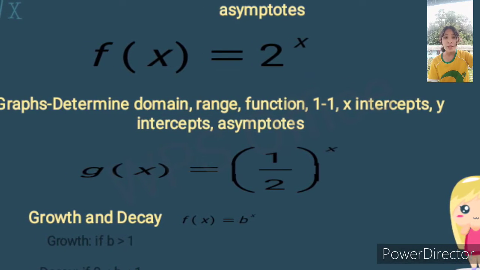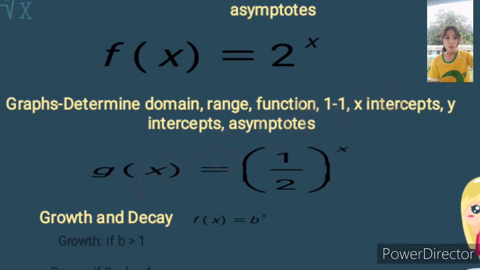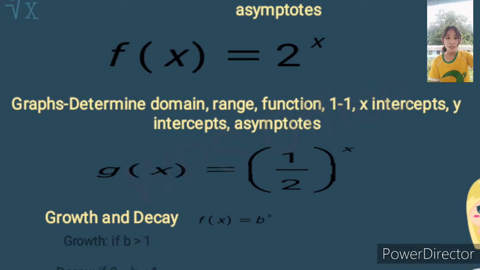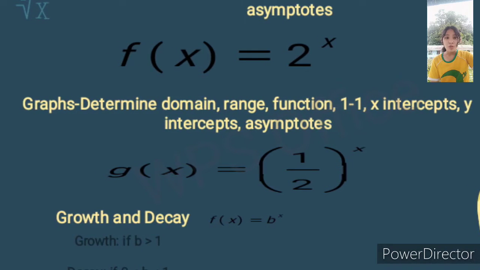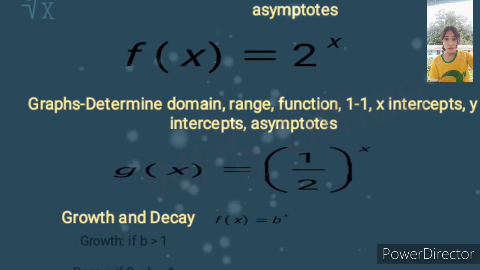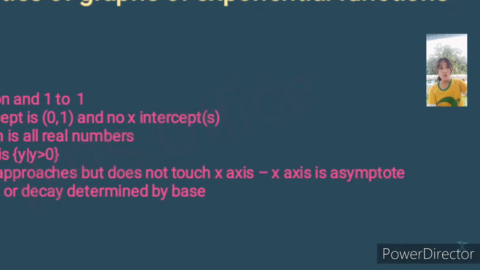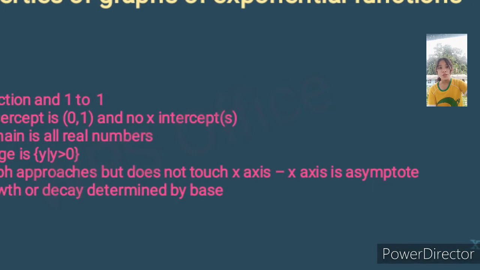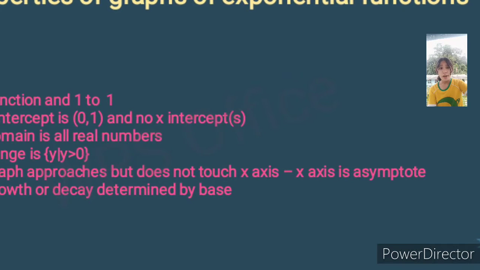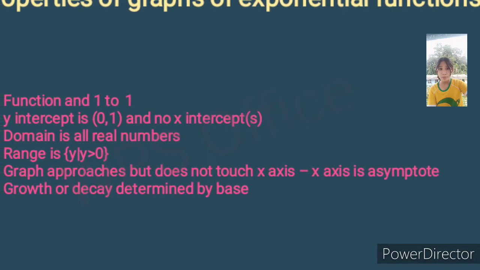Growth and decay: f of x is equal to b raised to x, where there is growth if b is greater than 1, and decay if b is between 0 and 1. Next are the properties of graphs of exponential functions. Number 1, the function is one-to-one. The y-intercept is 0 and 1, and there is no x-intercept.